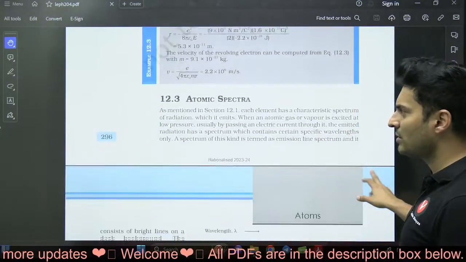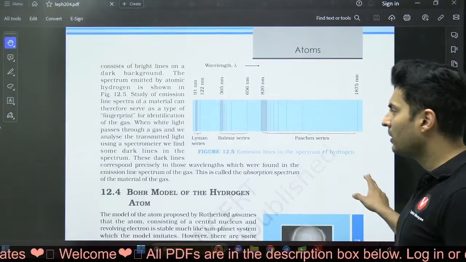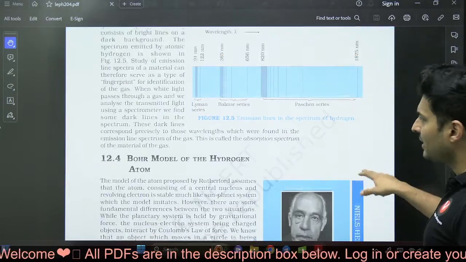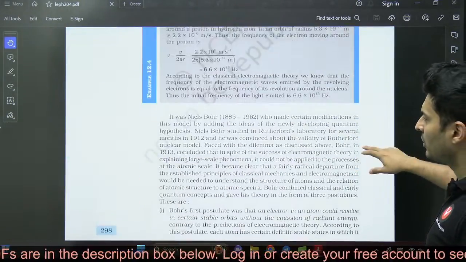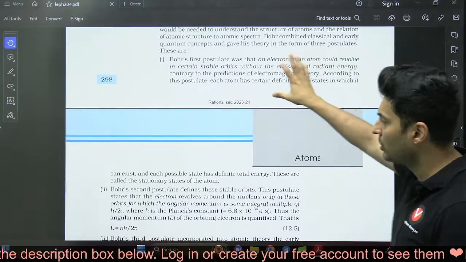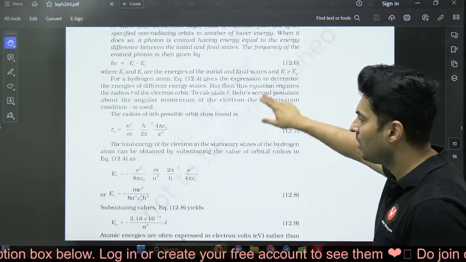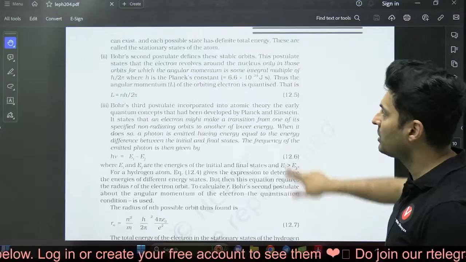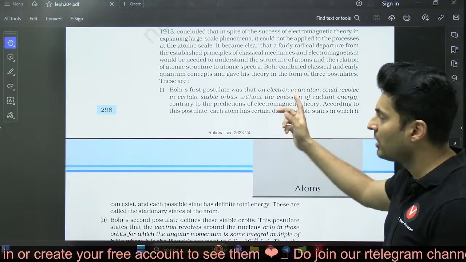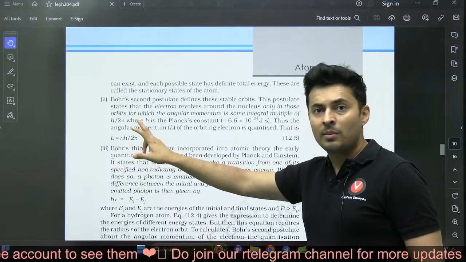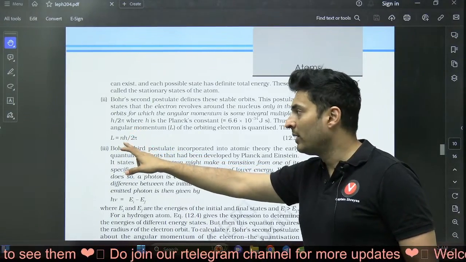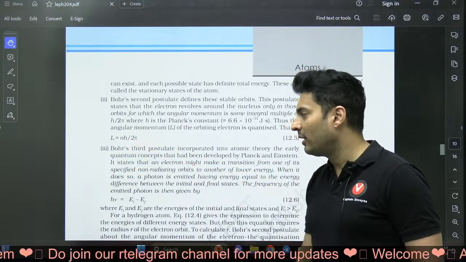Okay, these derivations are very important. If you know it, very good. Then we'll talk about the series also, Lyman, Balmer, Paschen, we'll come to it. And before that, Bohr's postulates, you should know all the three postulates. The first postulate is of the orbits, stable orbits. The second postulate is angular momentum is principal quantum number times Planck's constant divided by 2 pi.